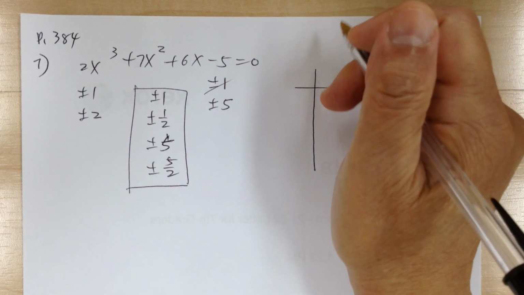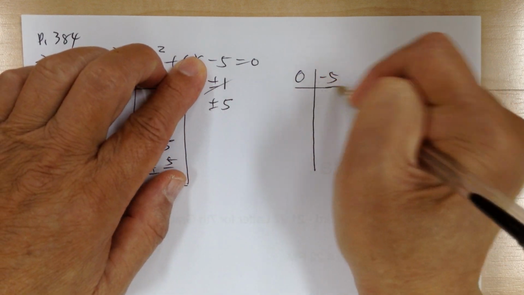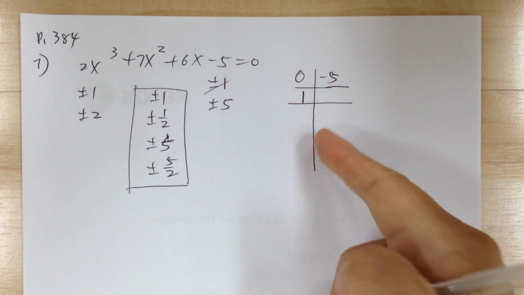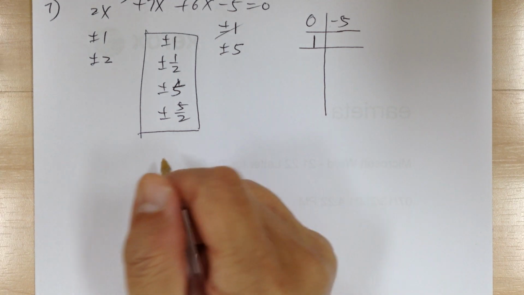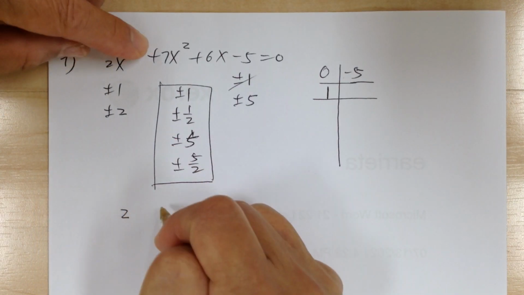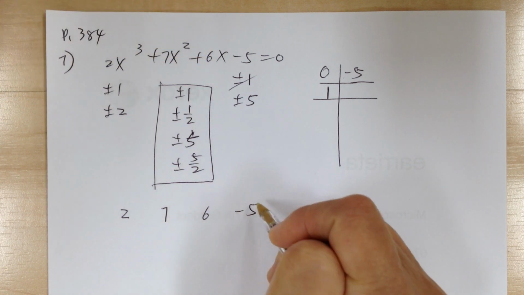Again, you start with 0. Right away, you put 0 in here and you get negative 5. And again, we're going to do 1, so that I know what direction I need to go. Okay, so let's get synthetic division ready. I need 2, 7, 6, negative 5.